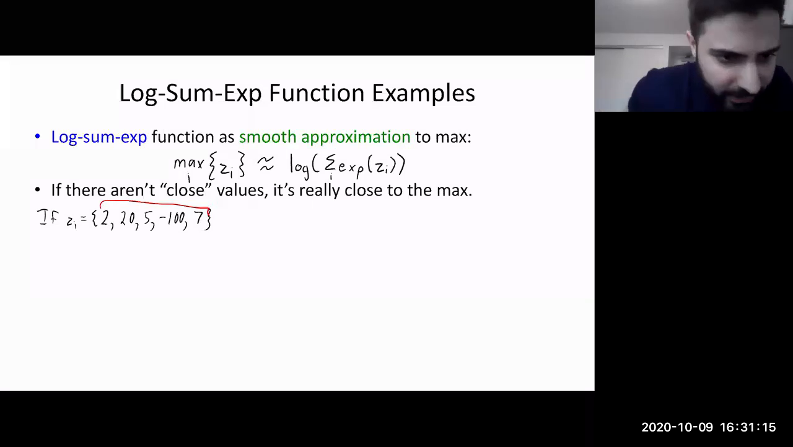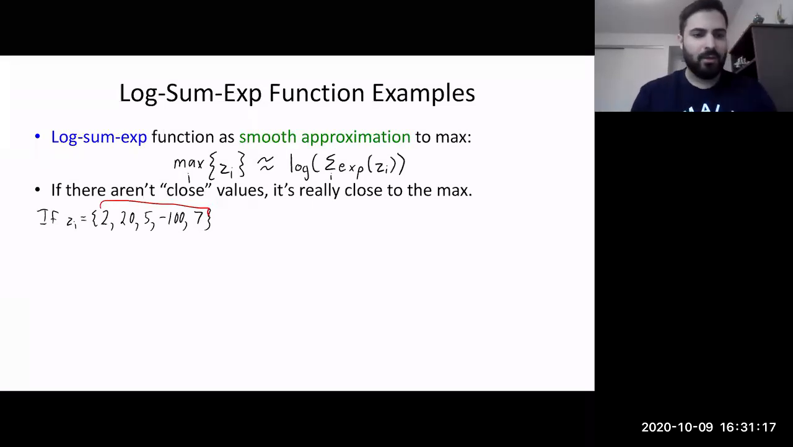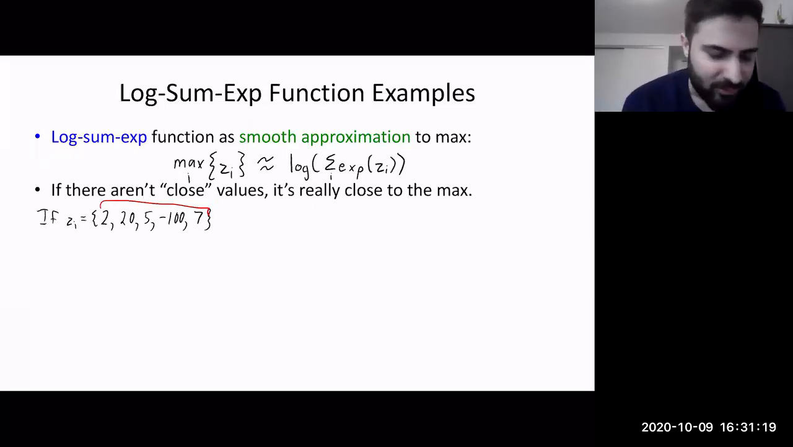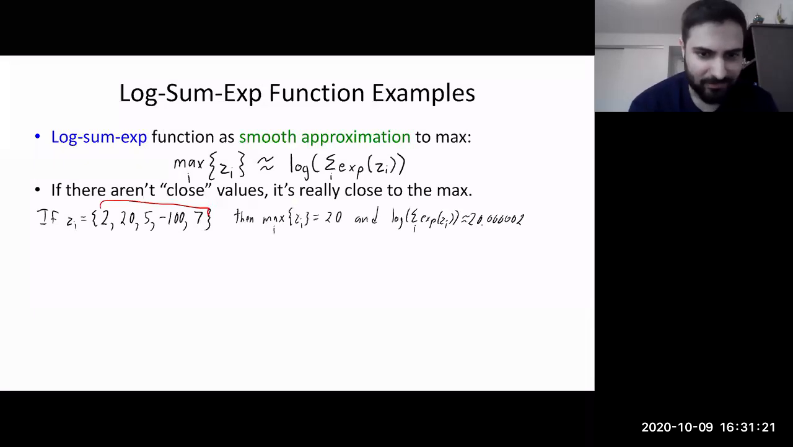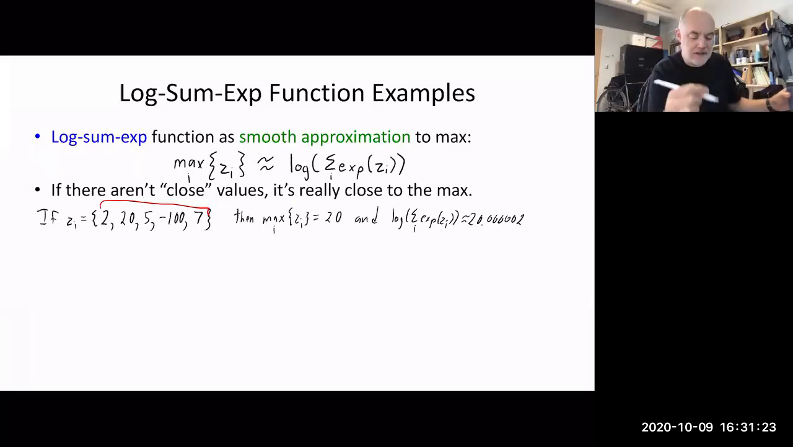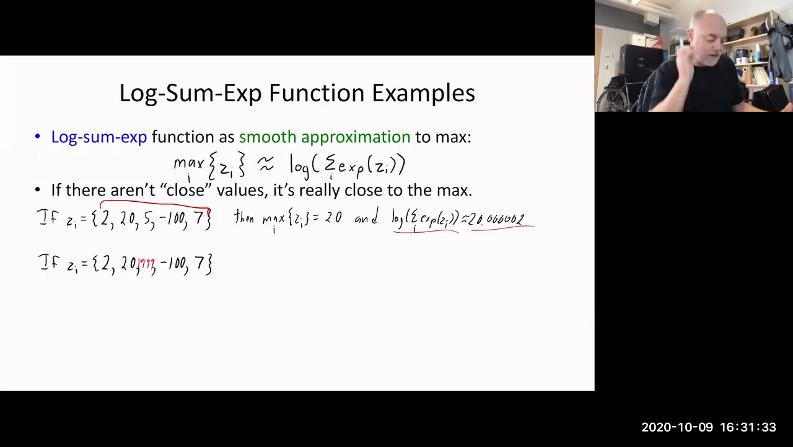Max is 20, right? Well, I guess it's going to be close to 20. So the max over the set is 20, and in fact, the numerical value for the log-sum-exp of z_i is 20.00002. Interesting, right? What if we put 19.99 there? What's the max of that set? And what do we think the log-sum-exp value is going to be?